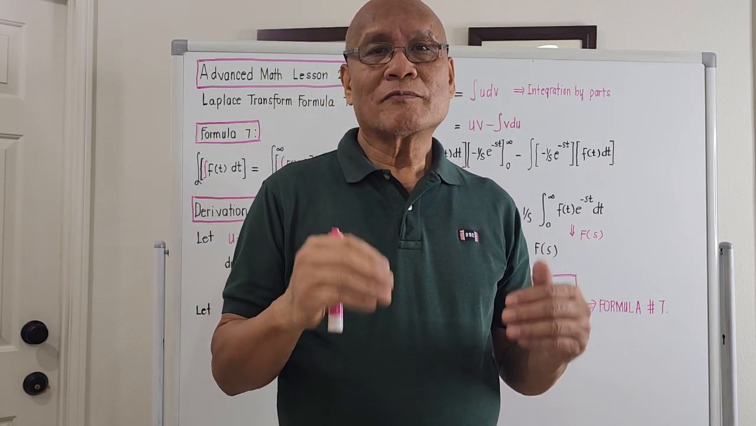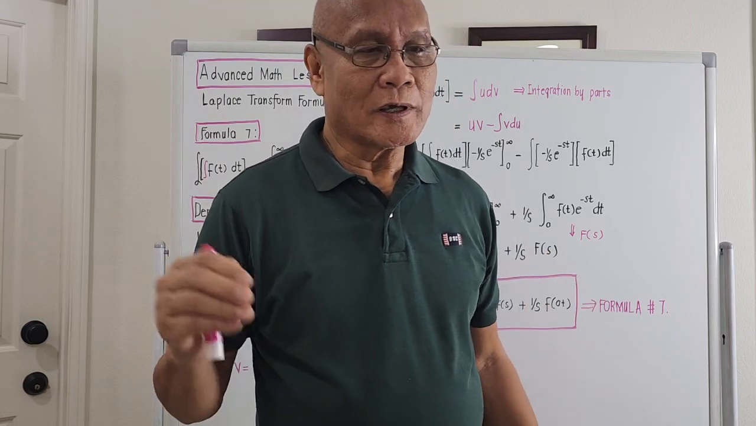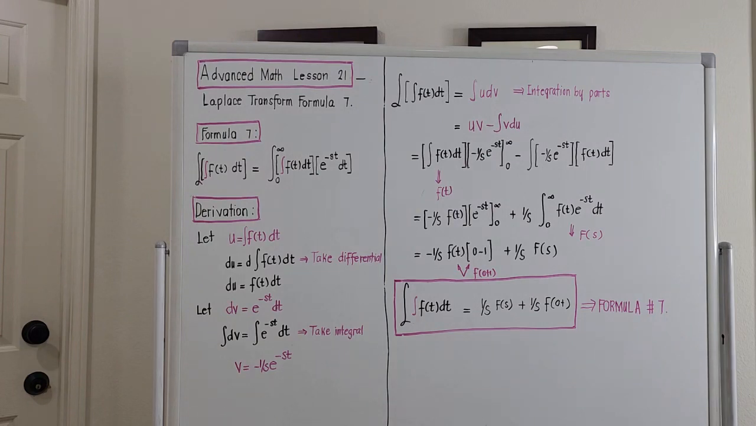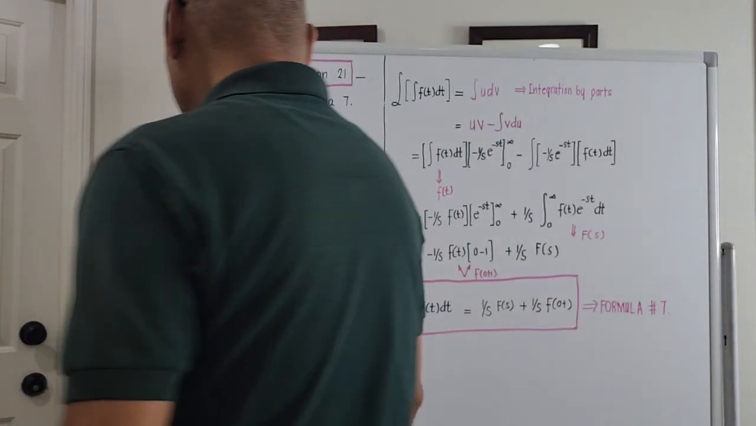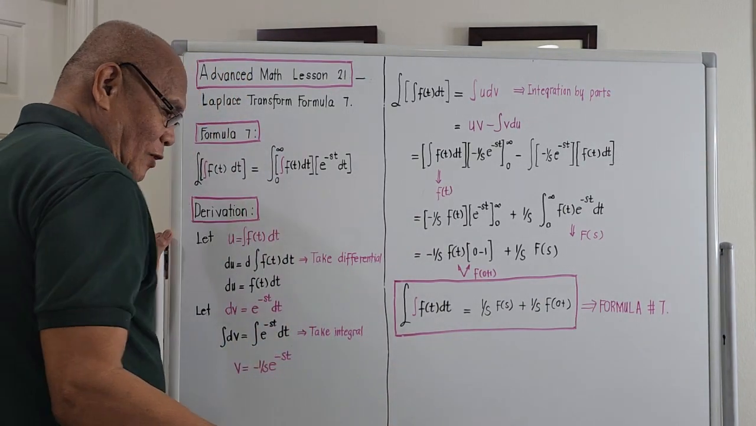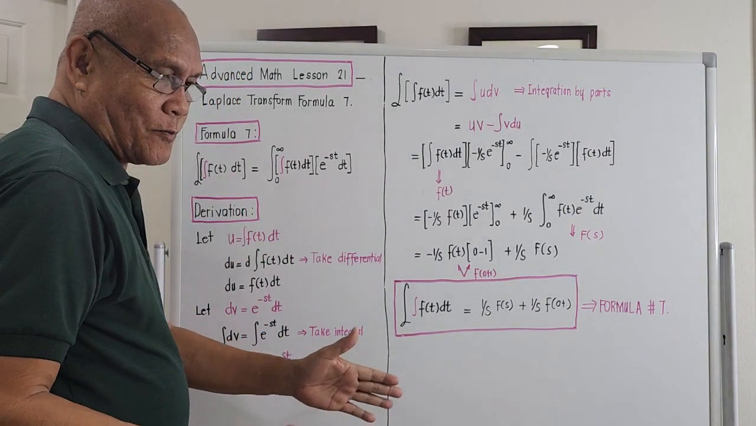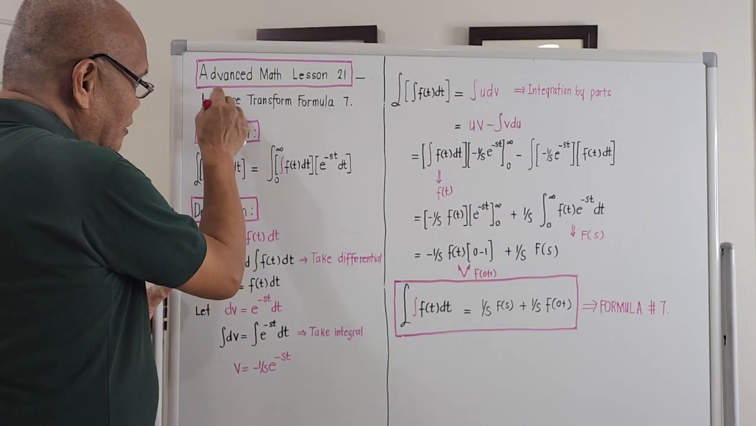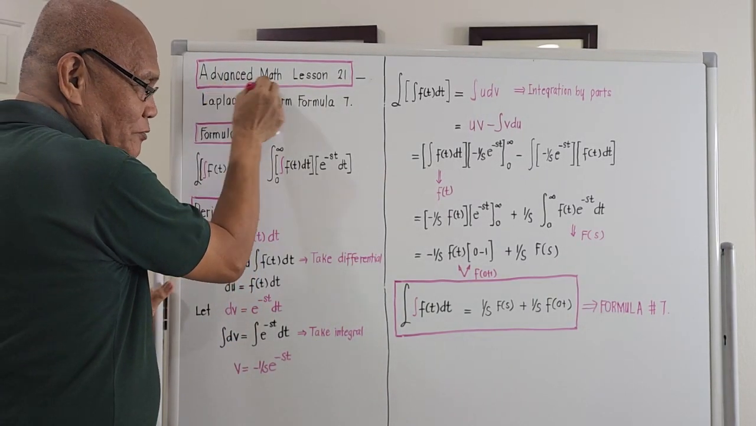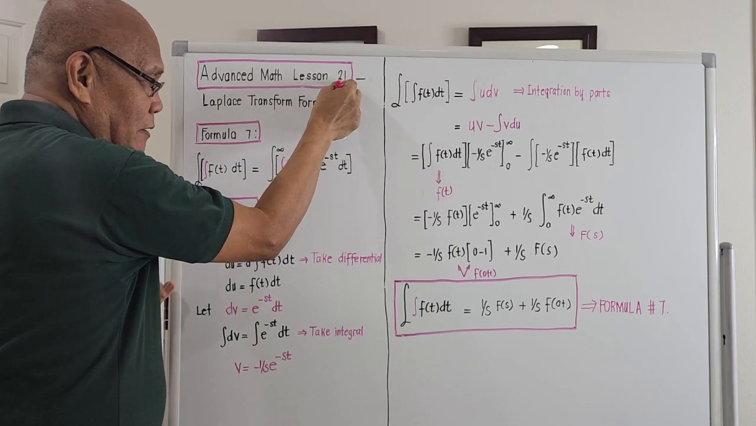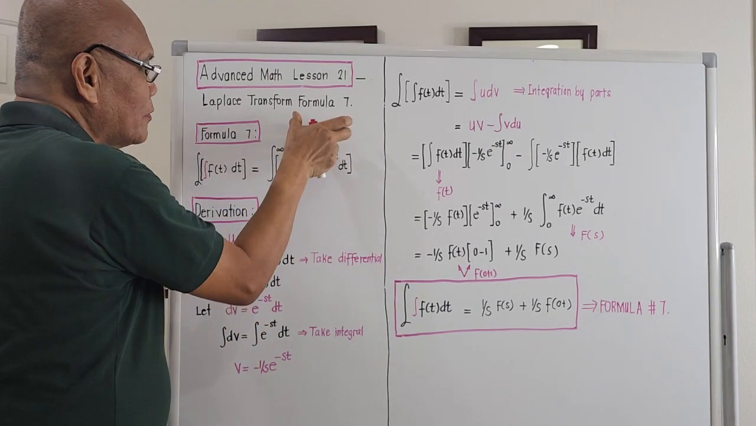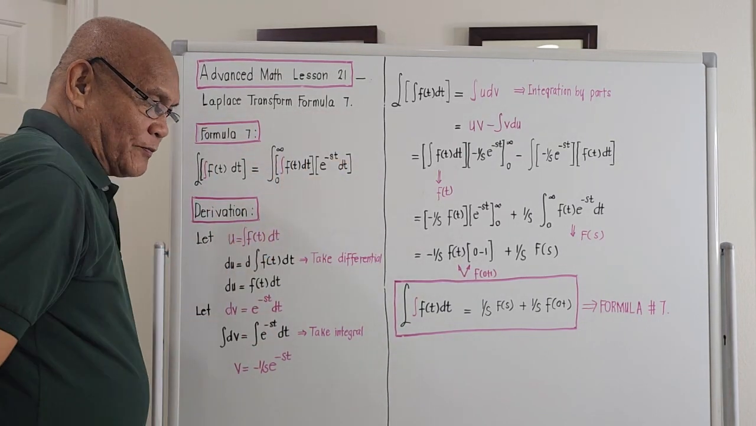This should be lesson number 21. Okay, I will check that. This is lesson number 21. So our topic for this morning, a continuation of my long-form video on advanced mathematics, is now advanced math lesson number 21. And the topic for this morning will be Laplace transform, formula number 7.